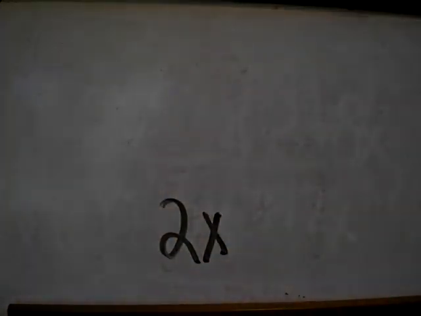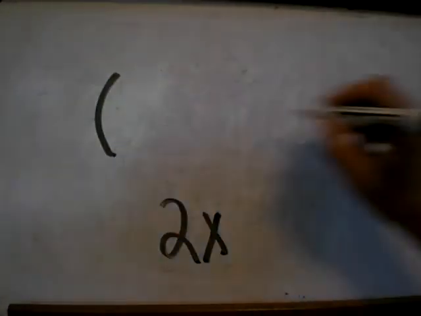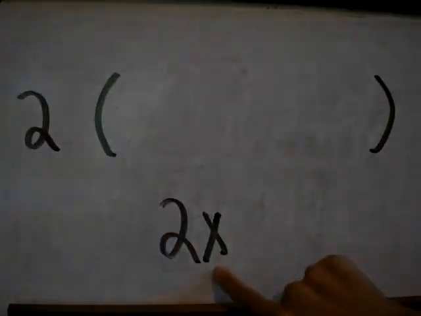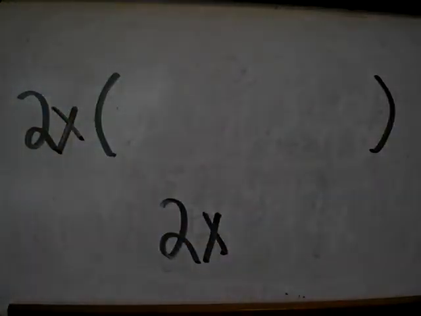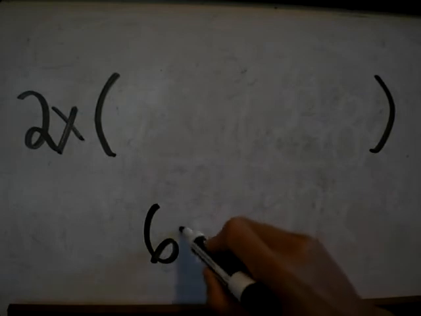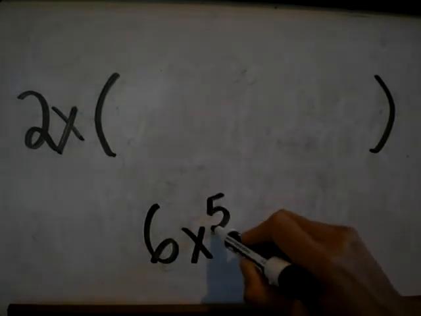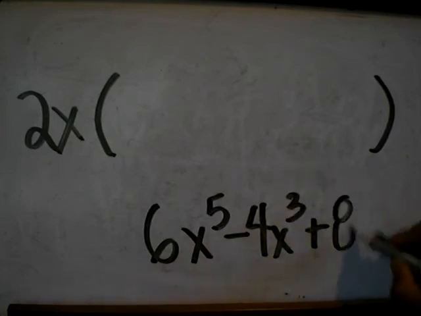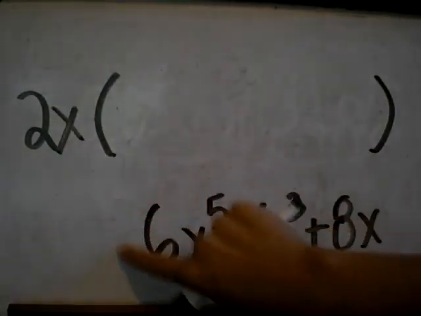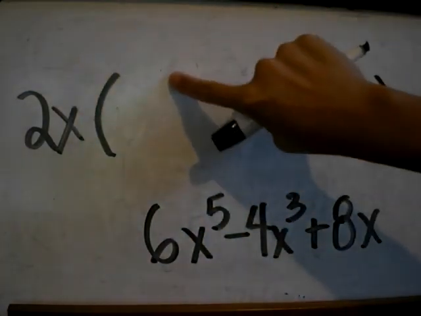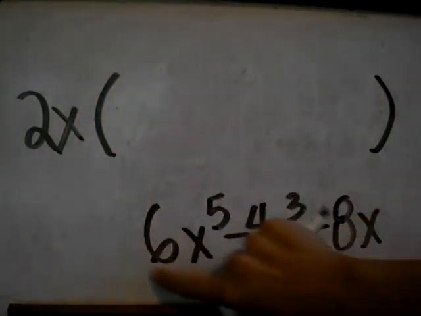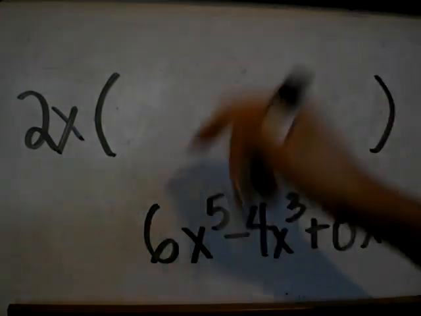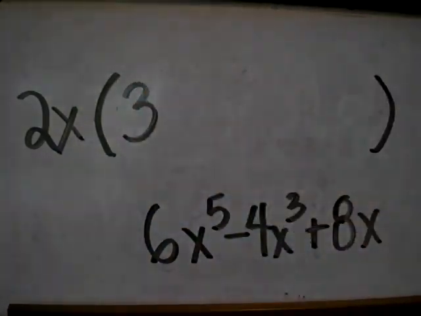Remember, we're going to do a reverse distributive property here. So we're going to put that 2x right over here. Just as a reminder, the polynomial we're factoring is 6x to the 5th minus 4x to the 3rd plus 8x. Now we're going to work with the first term. 2x times what will give us 6x to the 5th? Okay, so 3.